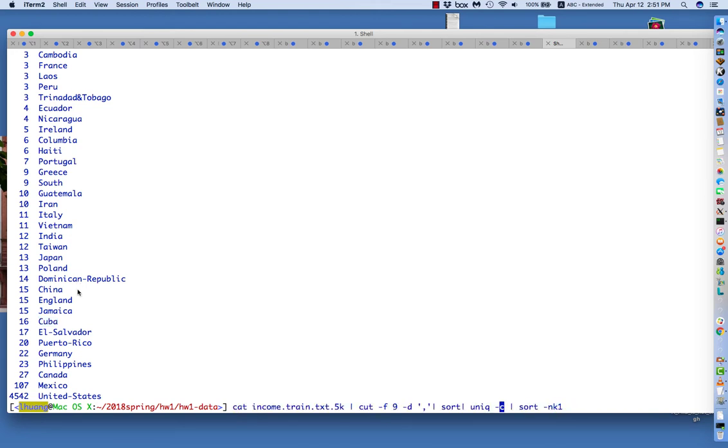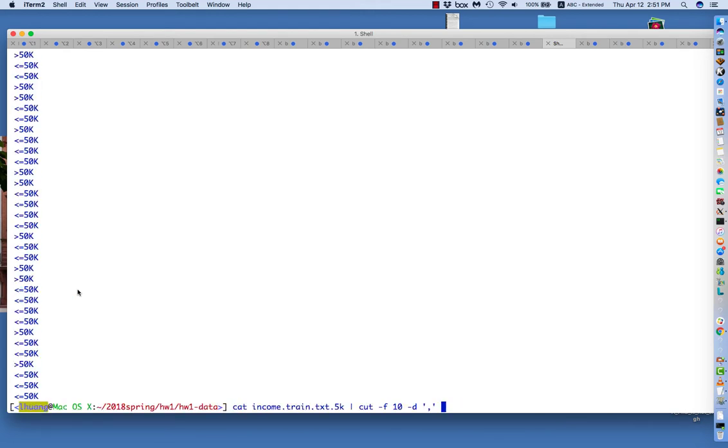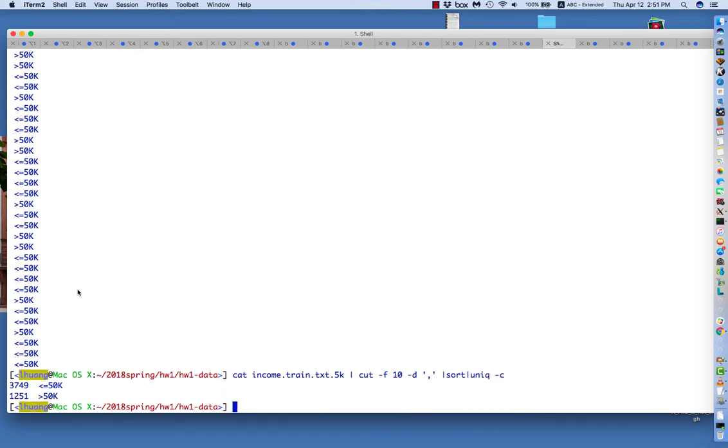Okay, and what about the 10th field? Well, the 10th field is just the output being positive or negative. Okay, so if you do not sort these guys, you sort and uniq -c, you can see that the vast majority are negative and about a quarter is positive.